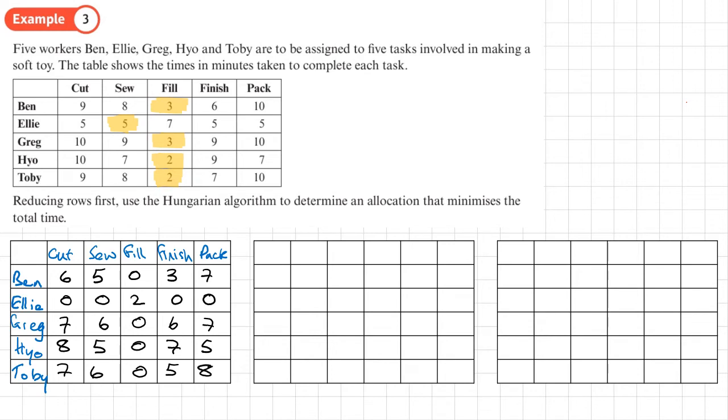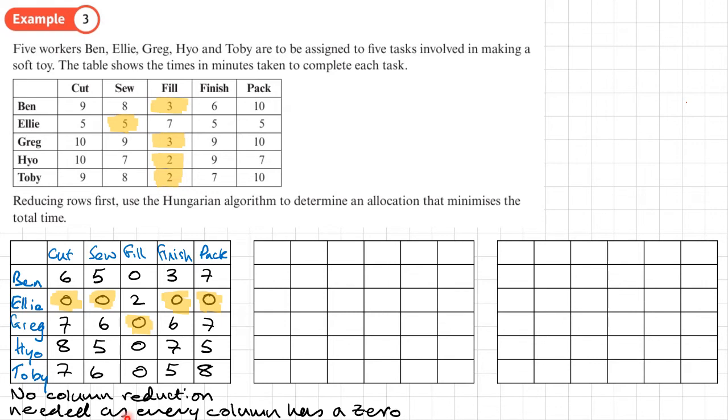Now next we would do the column reduction, but if you have a look, the smallest element in each column is 0. Okay, so we don't need to do column reduction. It's not going to make any difference. I'll just write that down. So no column reduction is needed, as every column has a 0, so it's not going to make any difference. So now we can go straight on to drawing the lines to cover the zeros.